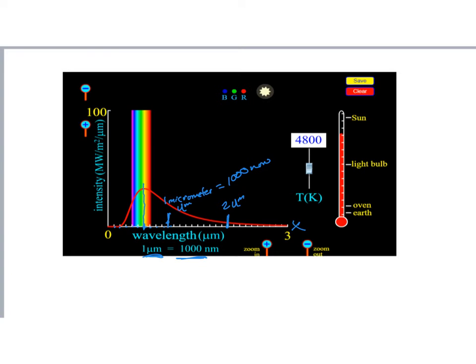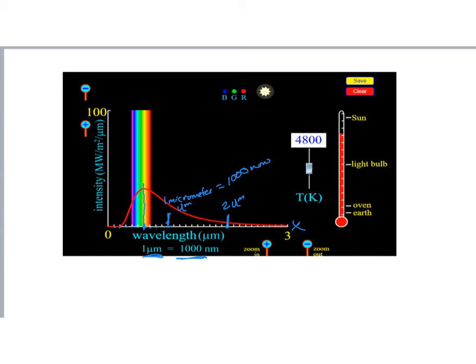Okay. Does that make sense? All right, so let's look at number 7. Number 7 is asking you to determine what's going to happen if you change the temperature to 3,800.